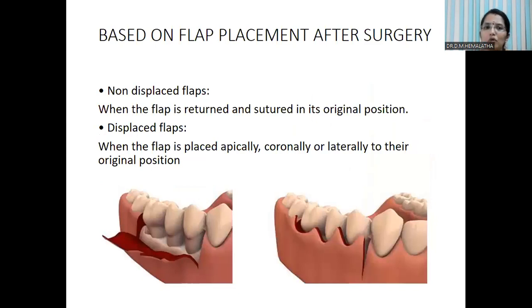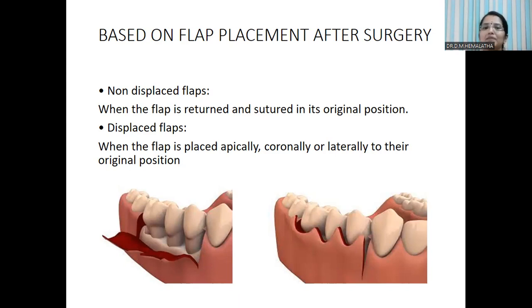So that is the classification based on the flap placement after surgery. It can be a non-displaced or an undisplaced flap and a displaced flap. As you can see, after the elevation of the periodontal flap in this picture, if I am going to replace the flap in its previous position, it is called an undisplaced or a non-displaced flap. That is when the flap is returned and sutured to its original position.